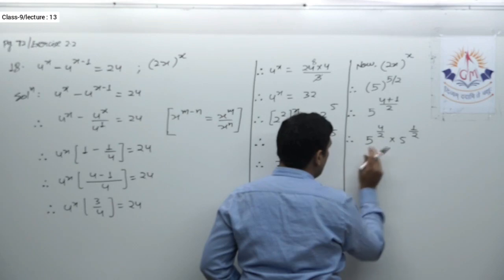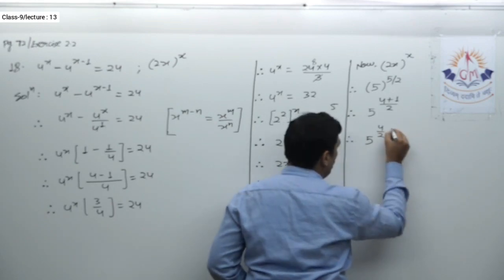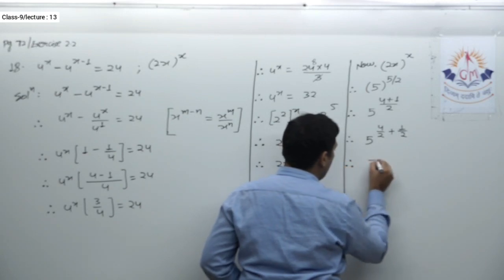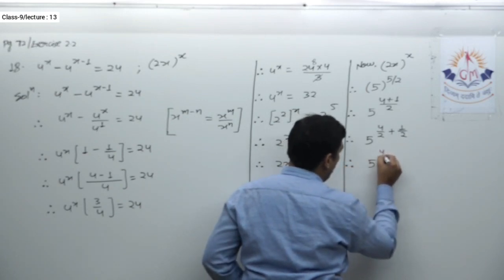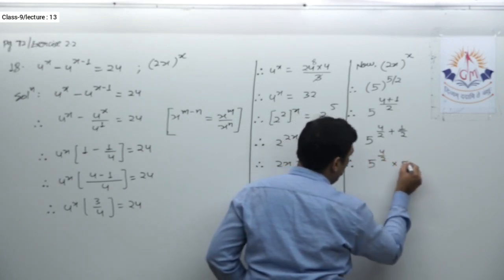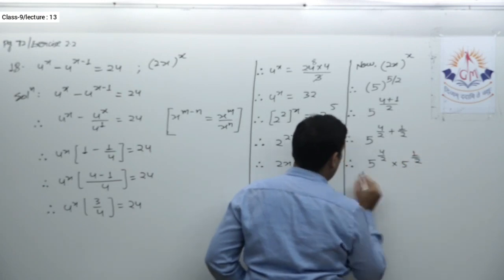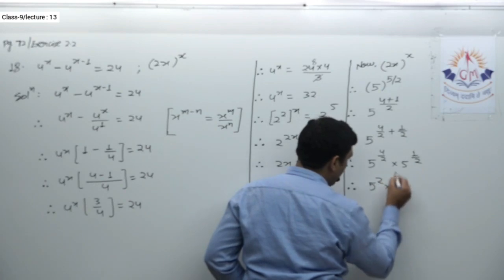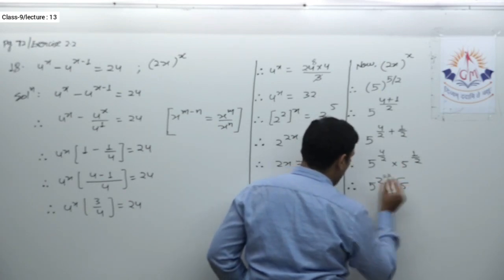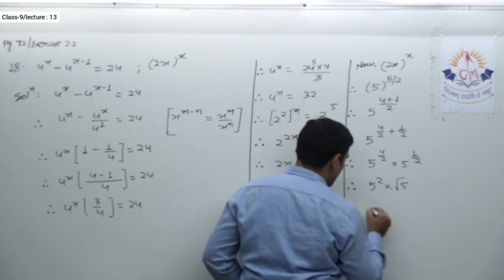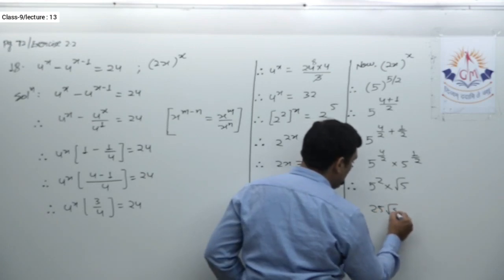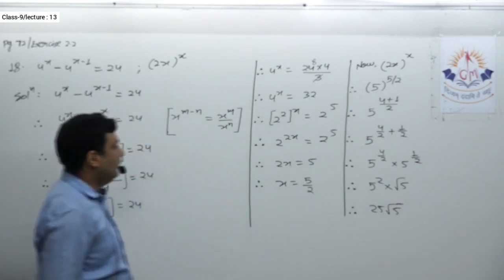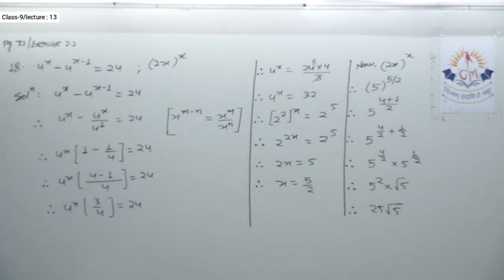Or if you want to add one more term, you can do this, and in the next step you can write 5 raised to 4 by 2 into 5 raised to 1 by 2. So this 5 raised to 4 by 2 is 5 square, and this 5 raised to 1 by 2 is root 5. So my final answer is 25 root 5. This is the final answer. Please note it down, then we'll see the next question.